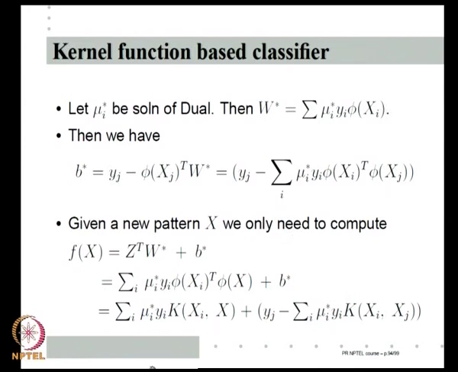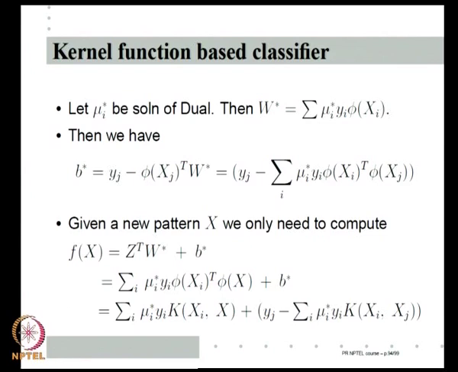So, this is summation over i of mu i star yi phi xi transpose phi x, which can be written as k xi comma x, plus yj minus summation over i of mu i star yi k xi comma xj. This is for a particular j for which the corresponding mu j star is between 0 and c. As you can see, while finding the mu's, I do not have to calculate any phi x's.